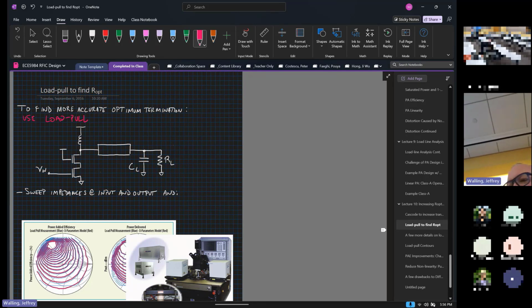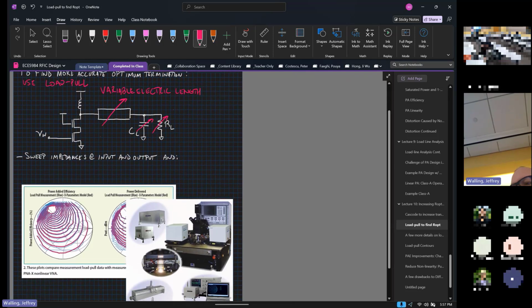Now what does a load pull look like? Well, I take my power transistor. It might be a cascoded transistor like the one drawn here, and I put a variable electric length transmission line down. And then I might also use some variable capacitors and variable resistors at the load. And I'm going to start sweeping. I'll change the load resistance. I might start at 50 ohms, and then sweep the electric length. Then I change the load resistance to 60 ohms, and sweep the electric length.